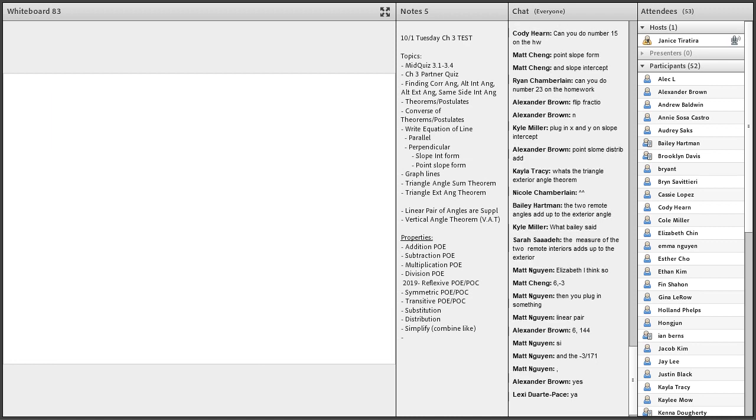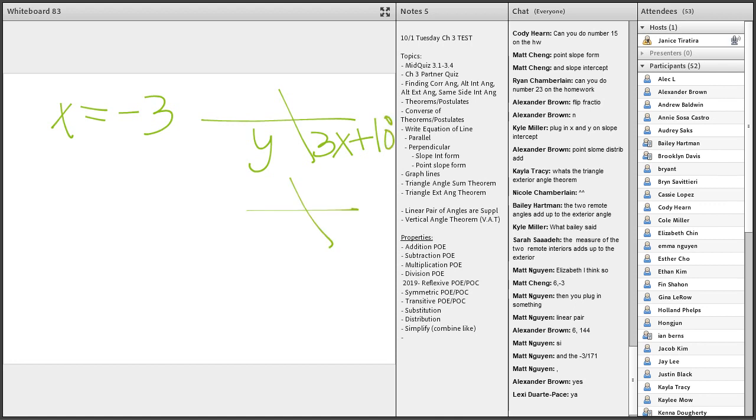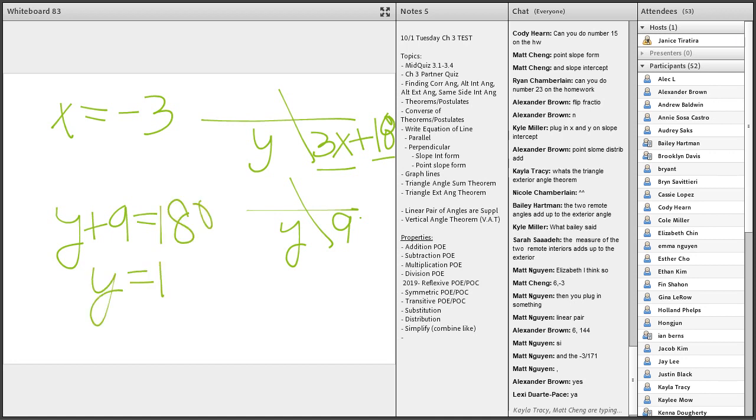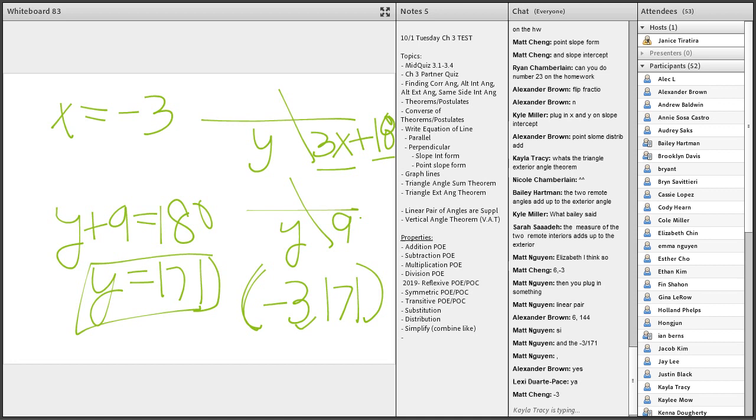Thank you, guys. So then the next one was x equals negative 3. Here's your y, and here's your 3x plus 18. So if you plug in here, that's negative 9 plus 18. That's 9 degrees. Y is here. Linear pair. Oh, this is humongous. Y is equal to 171. So that means your ordered pair is (negative 3, 171). So two final answers: (6, 144) and (negative 3, 171).